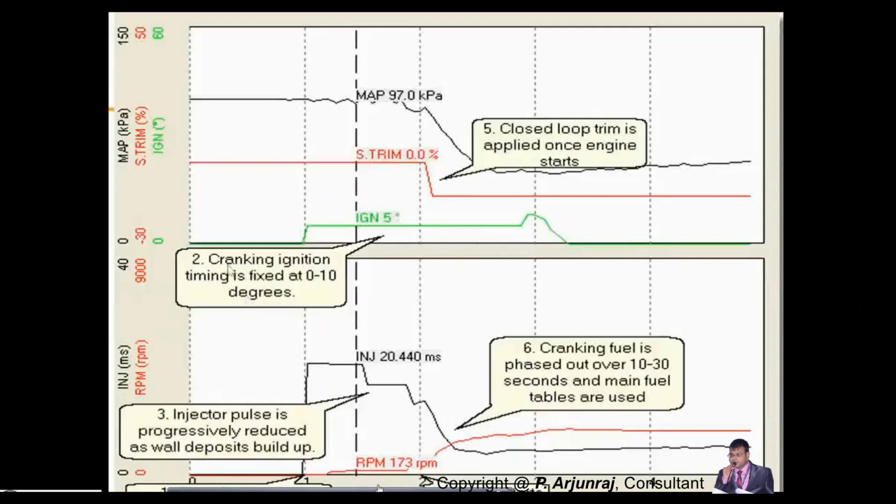Here you are also going to get an input, for example, when the crank is going to begin and when the engine is going to start. So what is the injector pulse? Is it reducing progressively, or is it increasing? When the injector pulse decreases, your carbon deposit will also increase. So accordingly, you should have control over it as well.